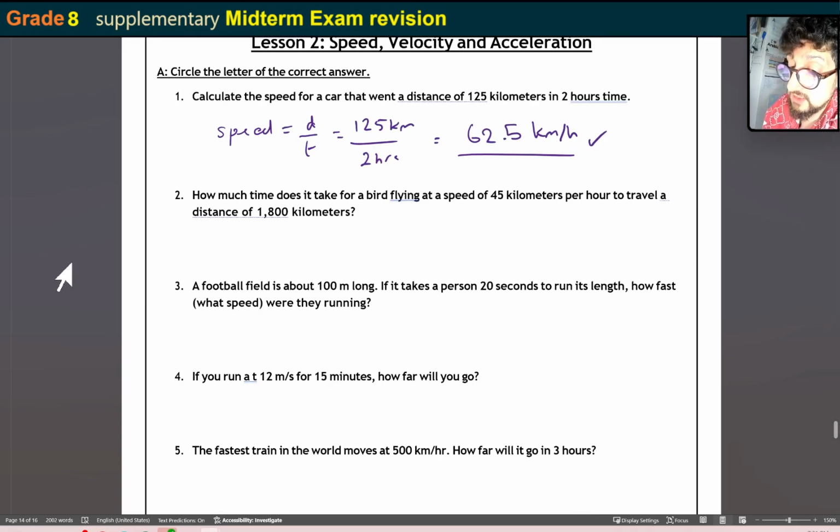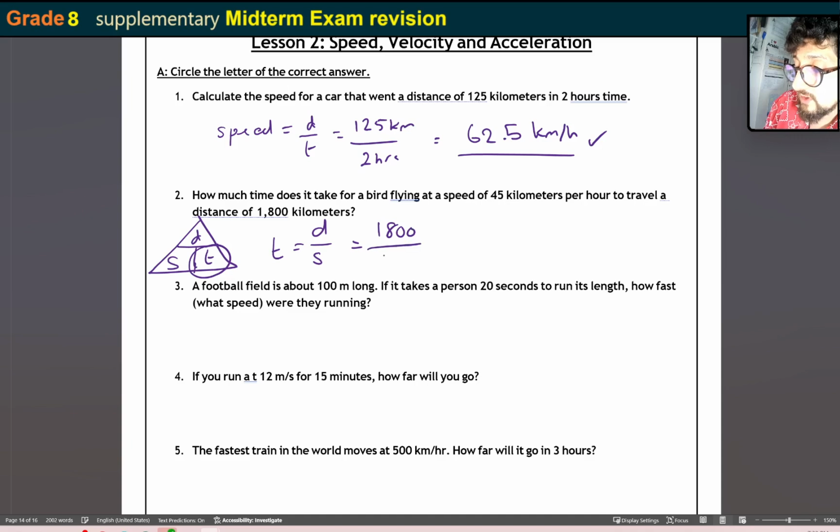How much time does it take for a bird flying at a speed of 45 kilometers per hour to travel a distance of 1800 kilometers? So another way you can do this is through the triangle. So speed equals distance over time. I'm looking for how much time. So time is equal to distance over speed, which equals 1,800 divided by 45, which is 40. 40 hours. Don't forget the units.